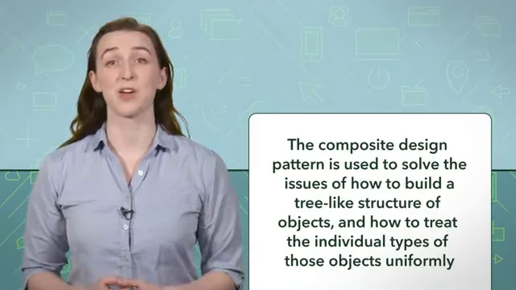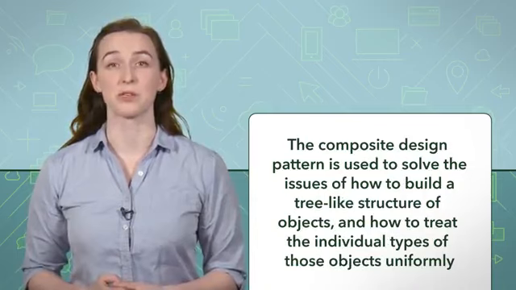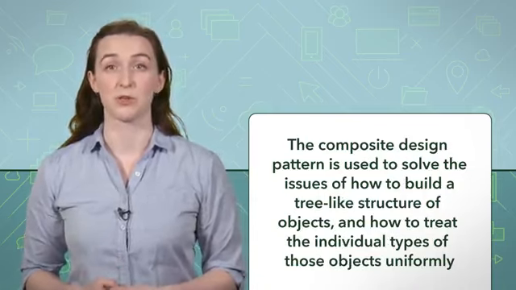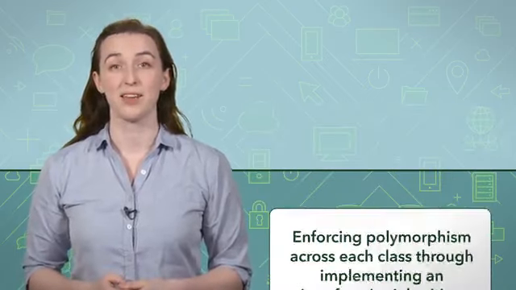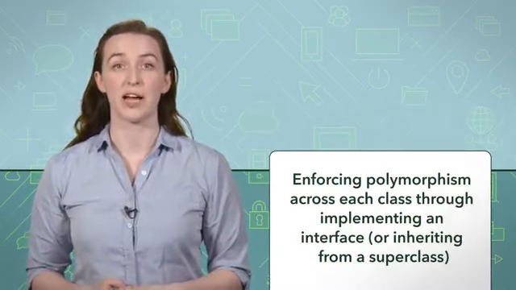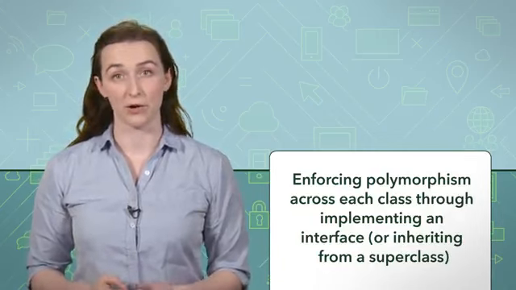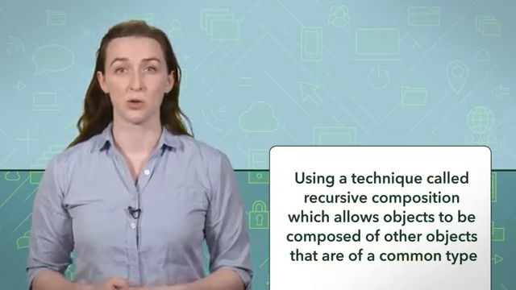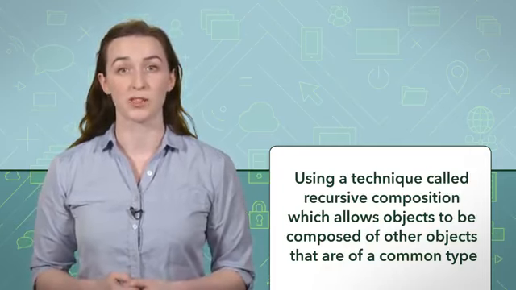To summarize, the composite design pattern is used to solve the issues of how to build a tree-like structure of objects, and how to treat the individual types of those objects uniformly. This is achieved by enforcing polymorphism across each class through implementing an interface, or inheriting from a superclass, and using a technique called recursive composition, which allows objects to be composed of other objects that are of a common type. You can think of this design pattern as applying the decomposition and generalization object-oriented design principles together to break a whole into parts, but having the whole and parts both conform to a common type.